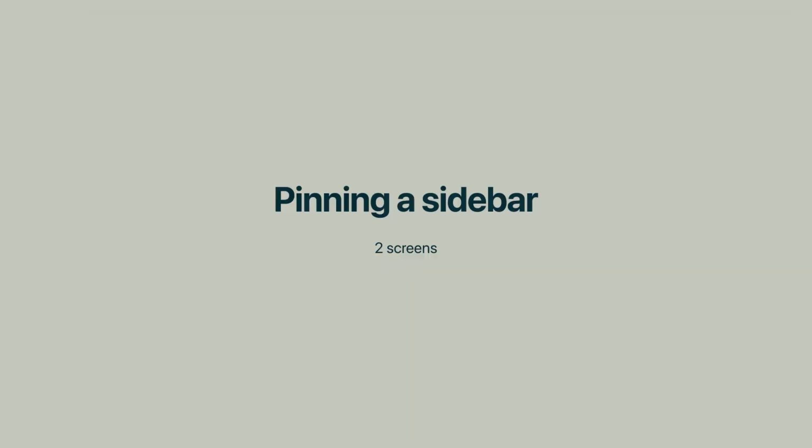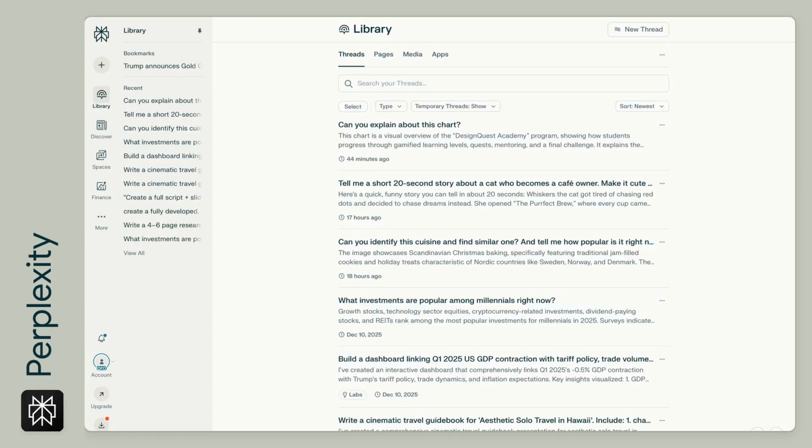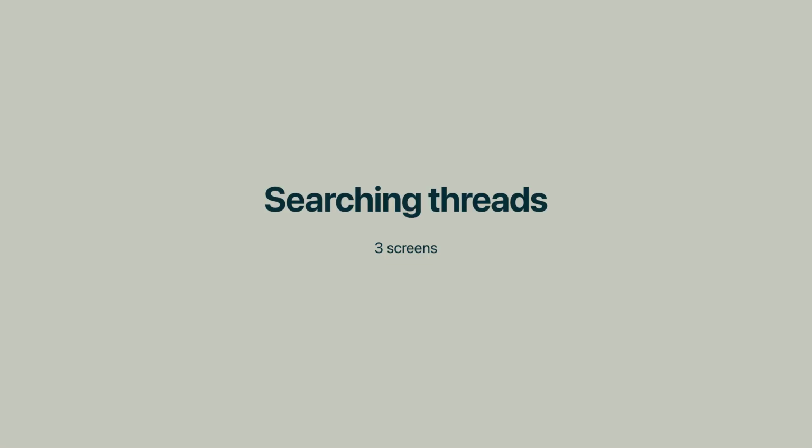The next feature we'll cover is pinning a sidebar. Select Library on the main page. Next, view and organize your past search threads. Next up, let's take a closer look at searching threads.